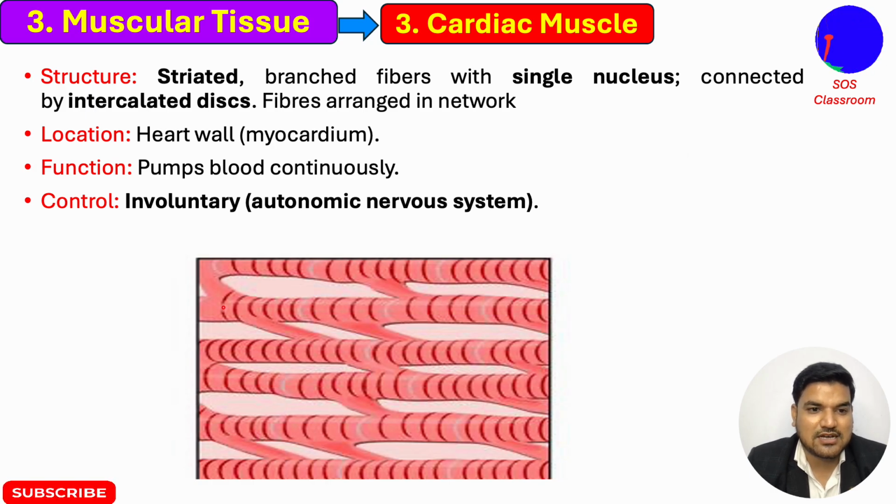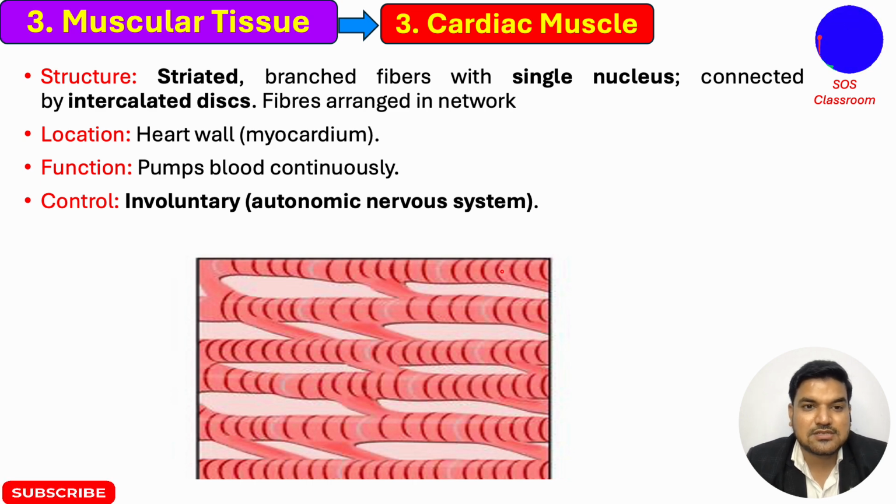So you can see again dark and light bands present on the muscles, but it has branch fibers. So you can see these are the branch fibers. This is the cell and this is the branch. Again, these are the cells, and again these are the branches.